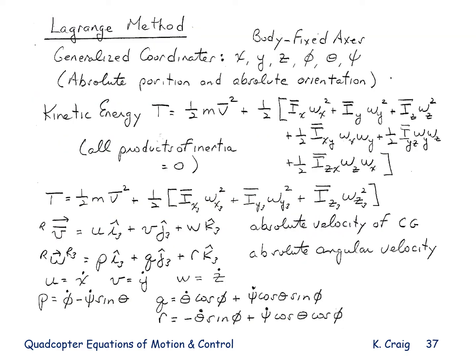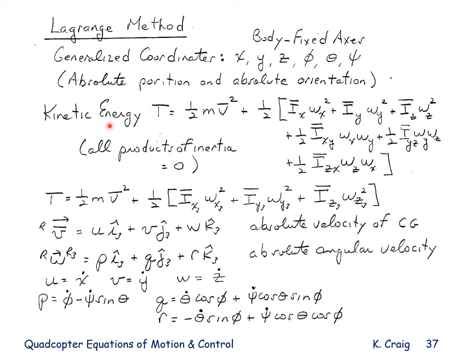Let's now apply the Lagrange method to the quadcopter. The generalized coordinates for the quadcopter are the position of the center of mass, x, y, z, and the angles of roll, pitch, and yaw, phi, theta, and psi. These give the absolute position and absolute orientation.